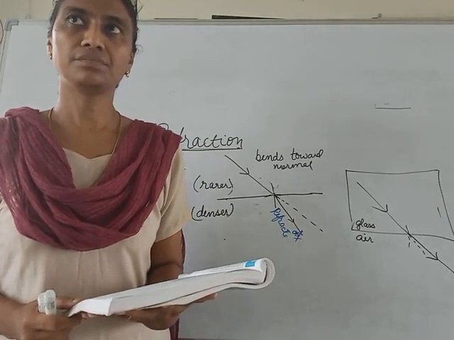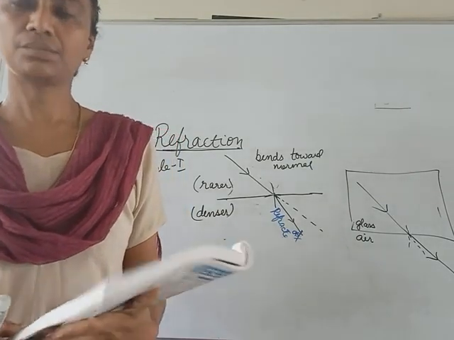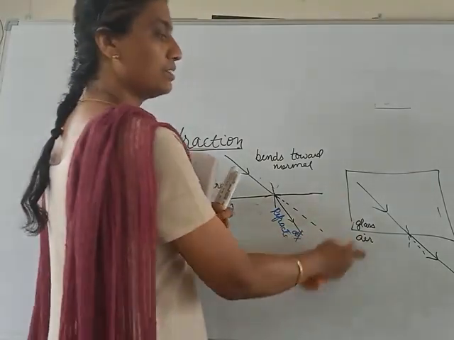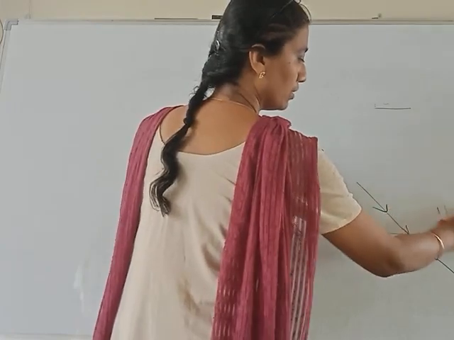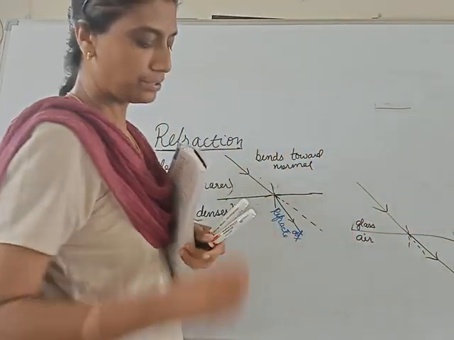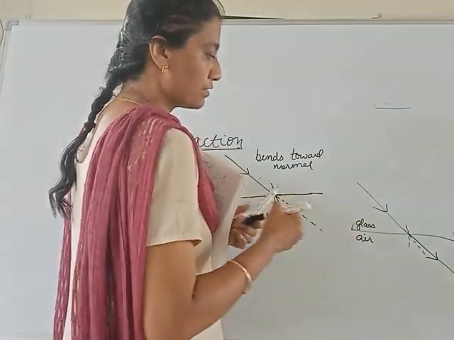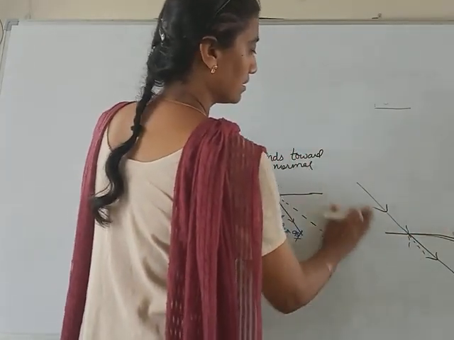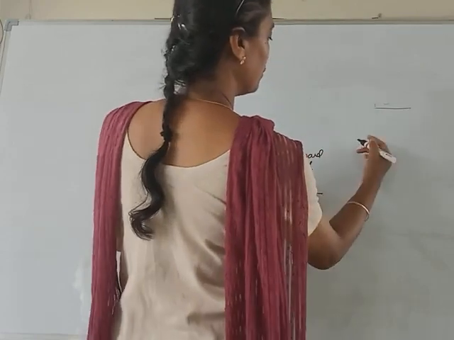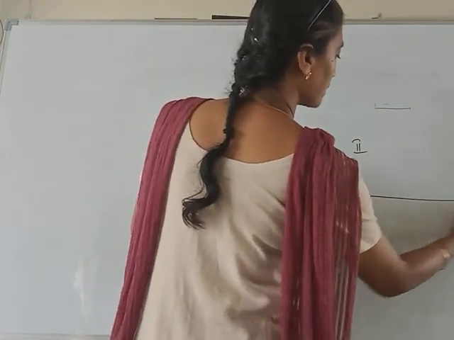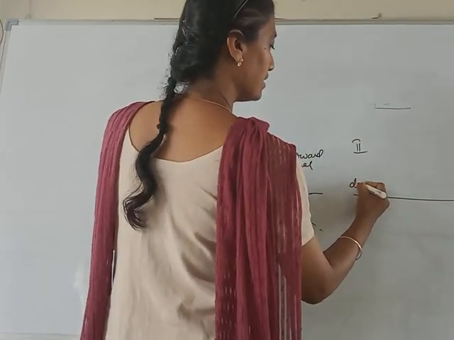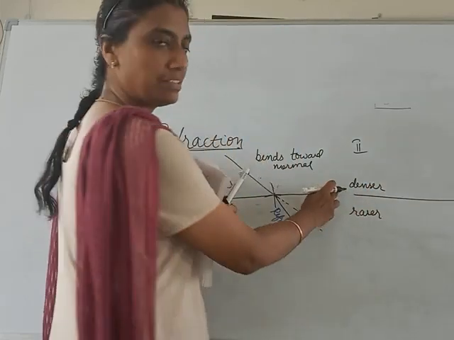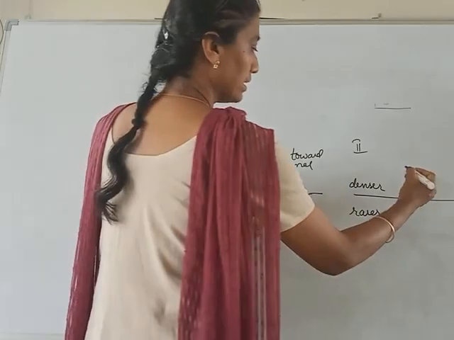Now we go to the next rule. That is when a ray of light travels from denser to rarer. Again, you don't have to put a block. You just are going to show a surface of separation. For Rule 2, we are just going to take a surface of separation, and this is denser and this is rarer. Light is coming from denser medium and going into rarer medium.